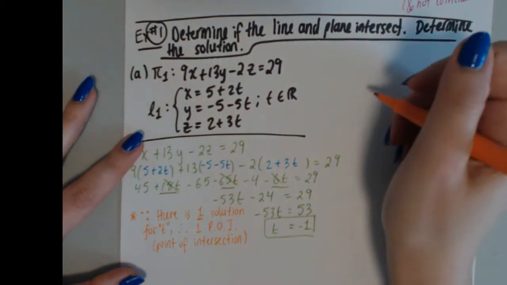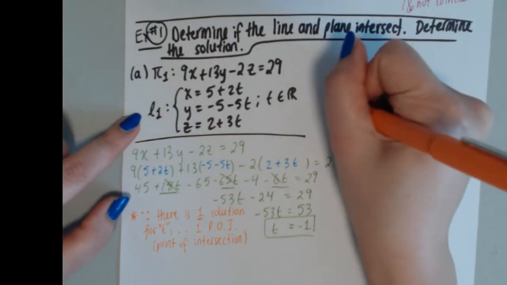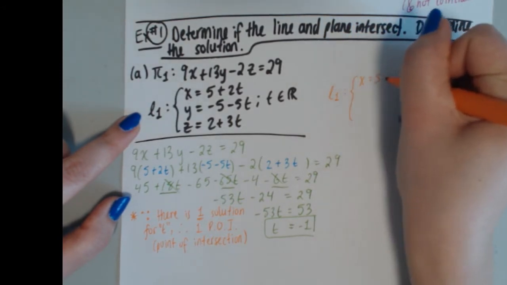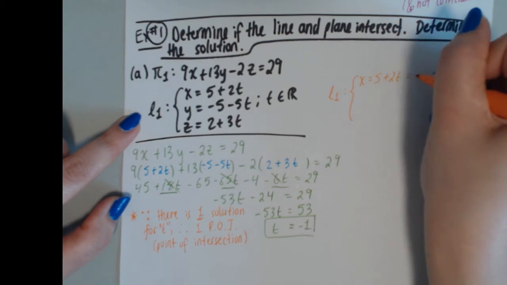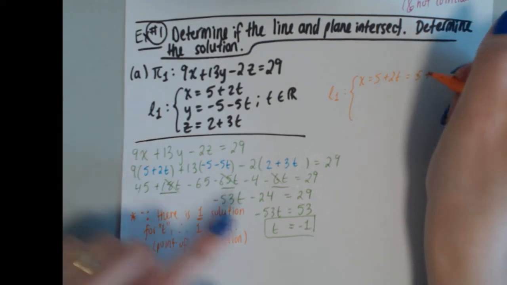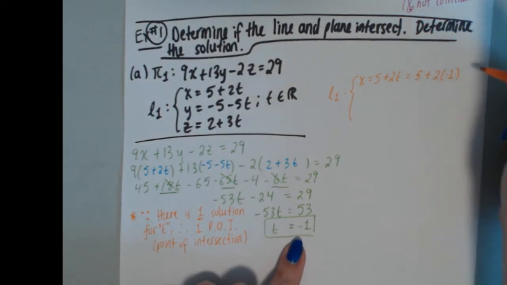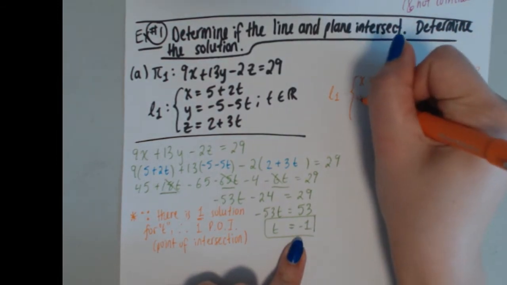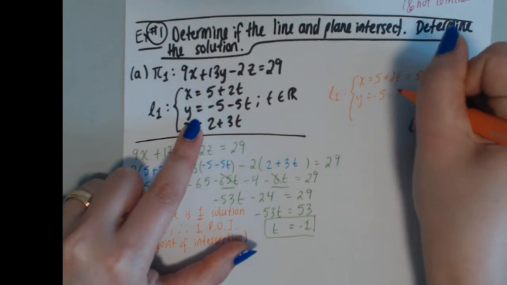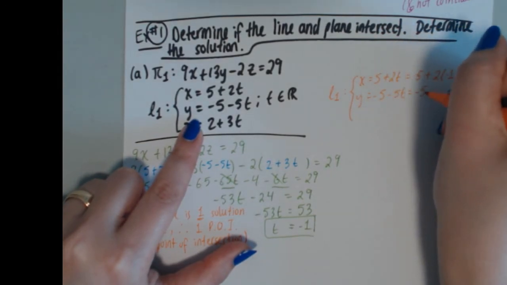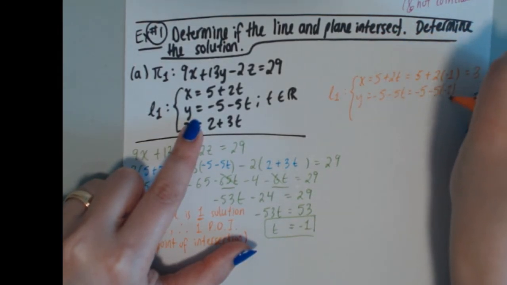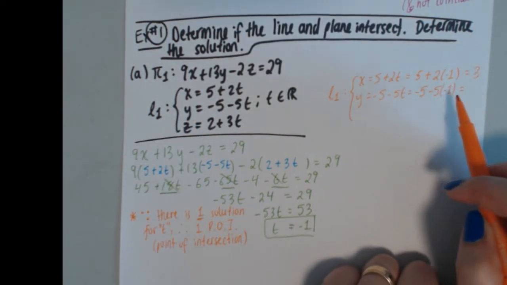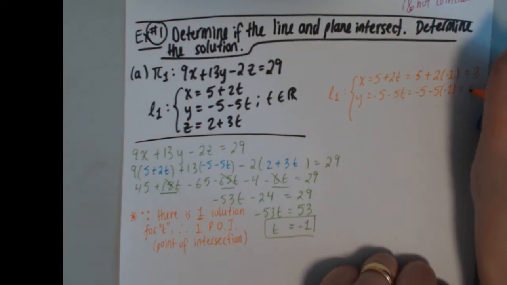To find that point of intersection, I'm going to plug the values into the equation for the line. So L1, all right, x was 5 plus 2t. So that's 5 plus 2 times negative 1. That's going to be 5 minus 2, which is 3. y is negative 5 minus 5t. So that's negative 5 minus 5 times negative 1. Lots of negatives. Negative 5 times negative 1, that's positive 5. Negative 5 and positive 5 makes 0.